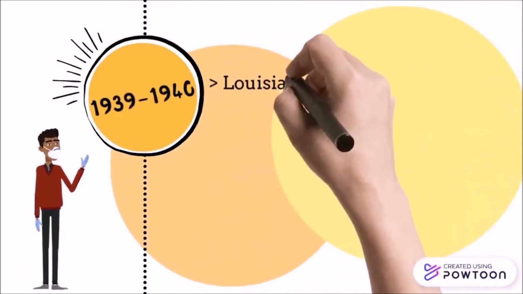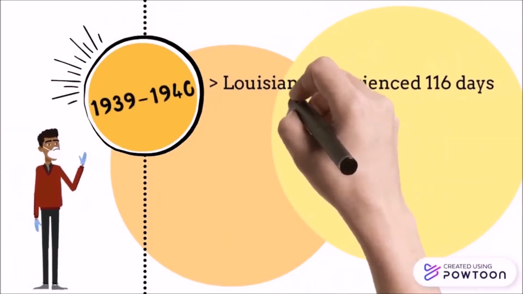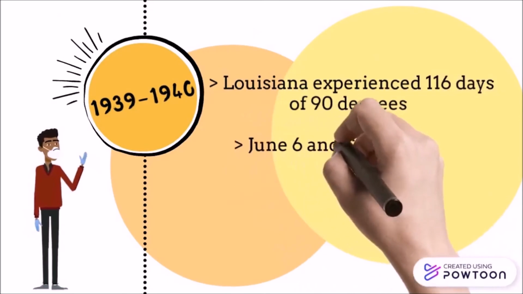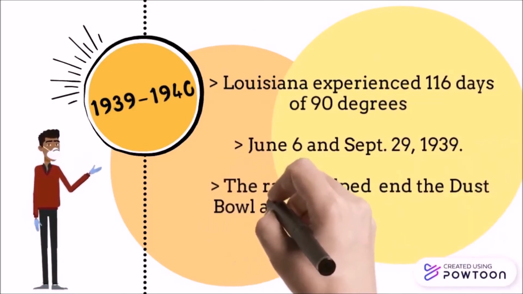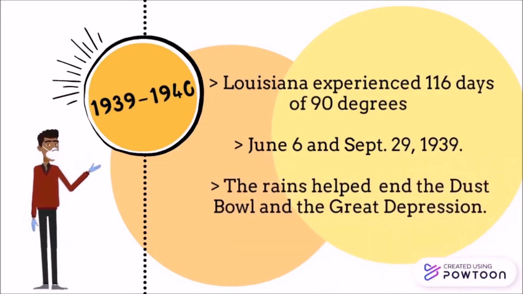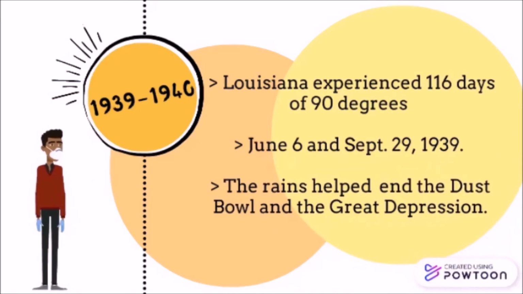1939 to 1940, heat and drought returned. Louisiana experienced 116 consecutive days of 90 degrees between June 6 and September 29, 1939. By 1941, rainfall levels had returned to near normal levels. The rains helped to end the Dust Bowl and the Great Depression.